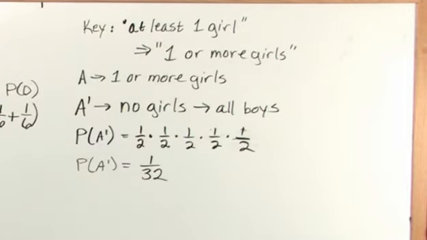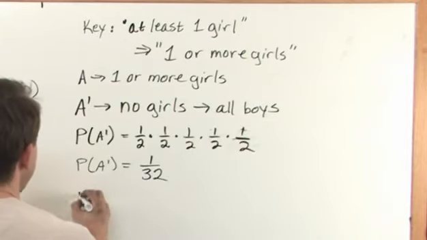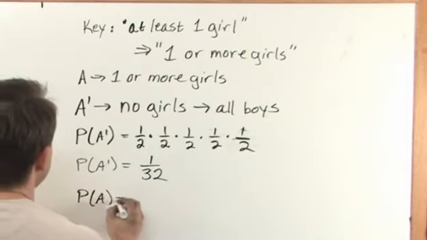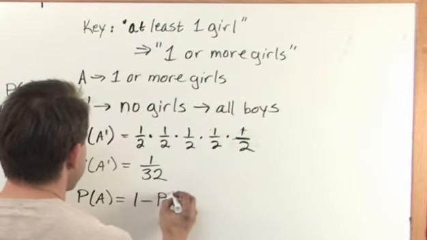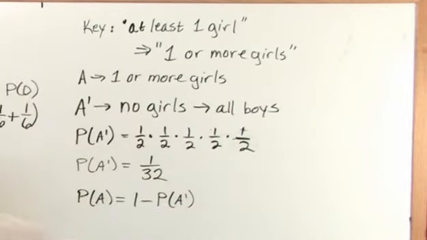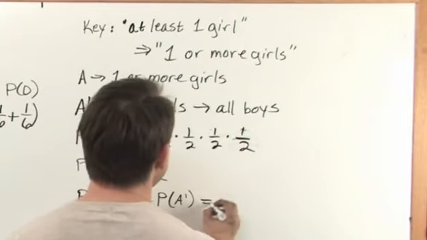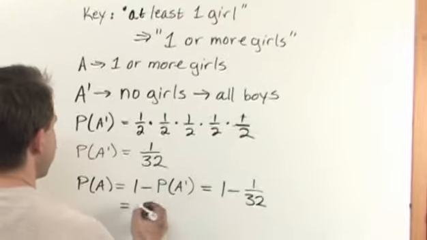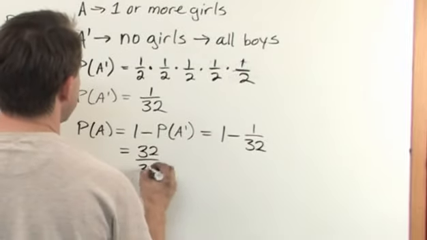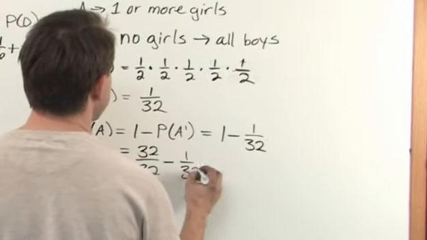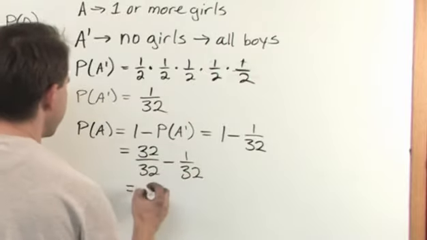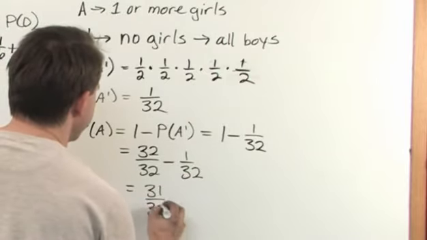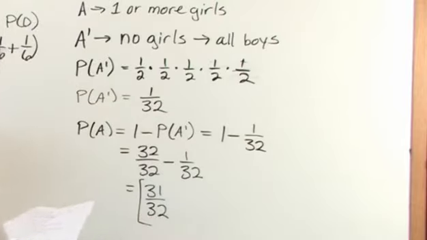Now you may be asking, why did you do that? I'm not even looking for the probability of all boys, or the probability of A complement. Well, you need to remember that the probability of A is always equal to 1 minus the probability of A complement. So now I know what that answer is, and I can find what I want. 1 minus 1/32 is 32/32 minus 1/32, which is 31/32. That is the answer, 31/32.